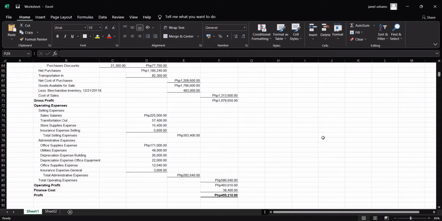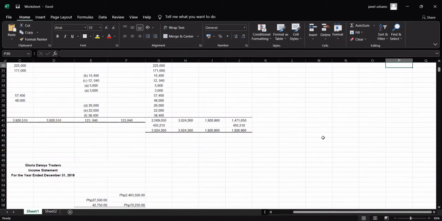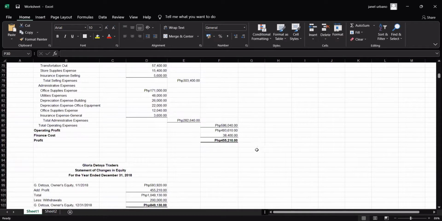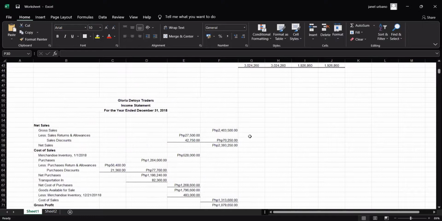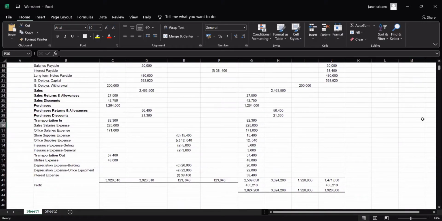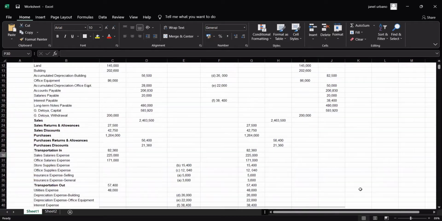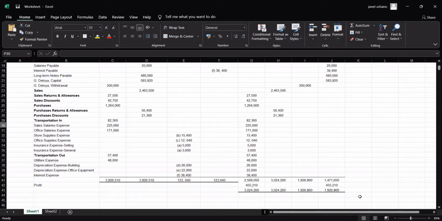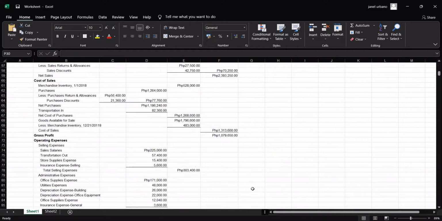Tapos, doon sa worksheet, may finance cost na 38,400 hanggang nakuha yung profit na 455,210. So, andun siya sa worksheet. Ayun yung profit. So, let's go to the next statement.